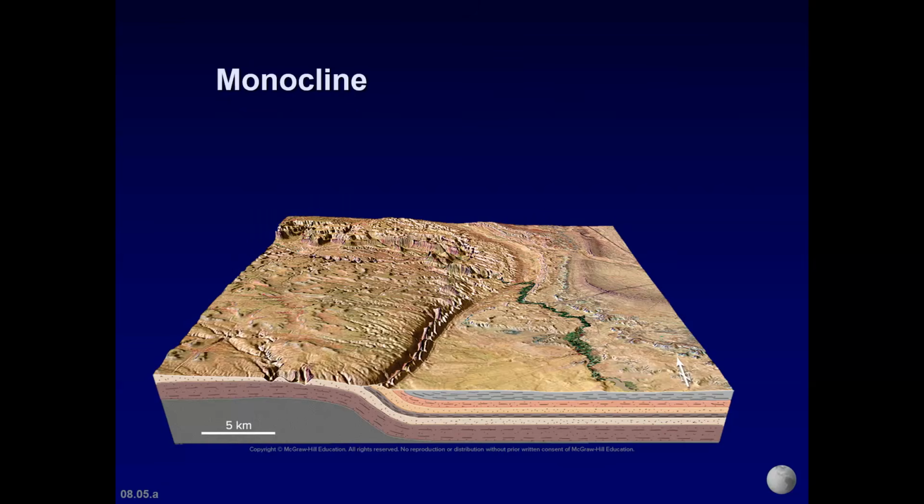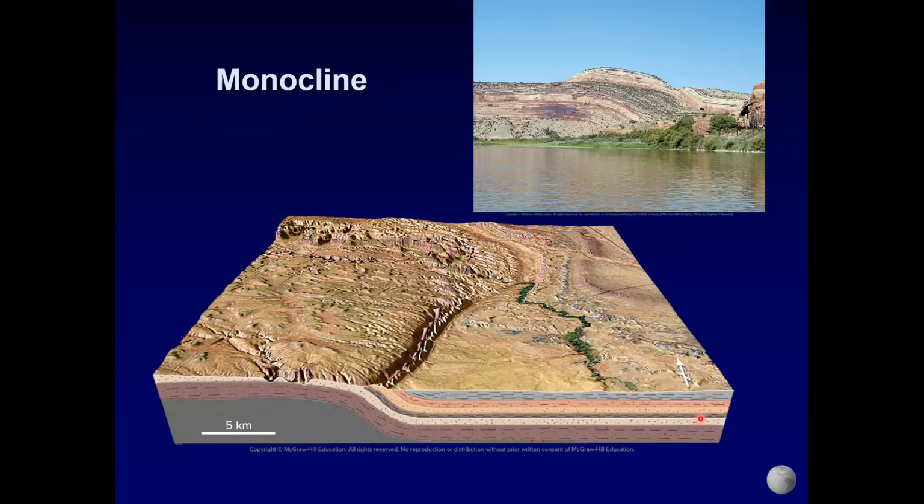This is a monocline. So in monoclines, we have nearly flat layers that bend down or dip in one direction, and then they flatten out again. Here's an outcrop view of that.